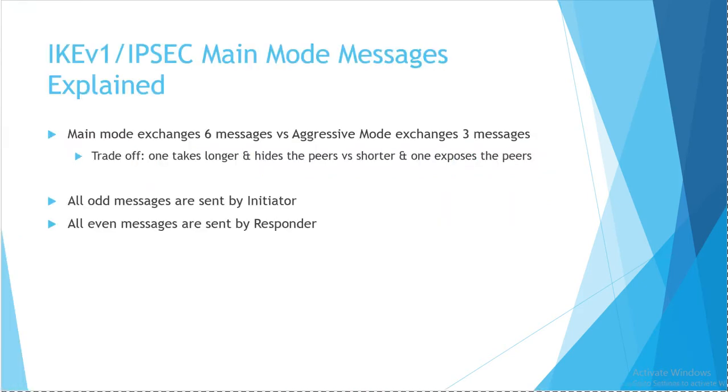Now in IKE version 1, there are 6 main mode messages that are exchanged. This is compared to the aggressive mode, which only uses 3 messages. So the trade-off between main mode and aggressive mode is that one takes longer, clearly because of 6 messages, and it hides the peer identities. So if someone was eavesdropping, they wouldn't see who was actually establishing the IKE version 1 phase 1 tunnel. If we use aggressive mode, since there's only 3 messages, it is a shorter exchange, but it will expose the peer identities.